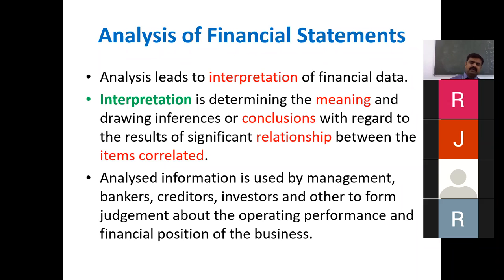So you want to find out the right meaning, or you draw the inferences, or you do the conclusion with regard to the results of the significant relationship between the items correlated. It can be net profit and sales, or advertisement expenses and sales, or my operating expenses and the operating profit, non-operating expenses and net profit, or my current assets and the capital, or my fixed assets and my capital. So we find out different relationships.